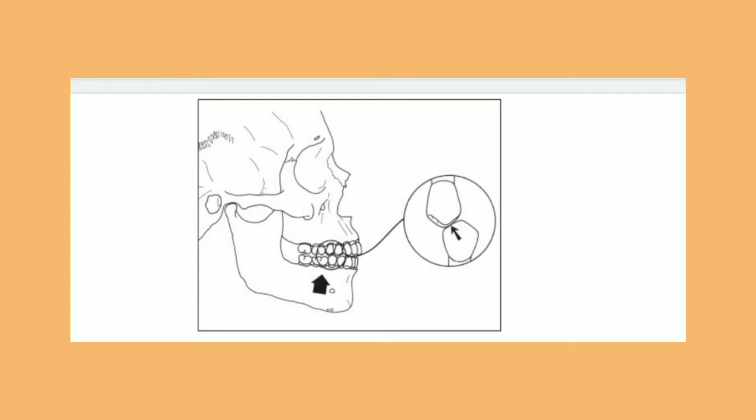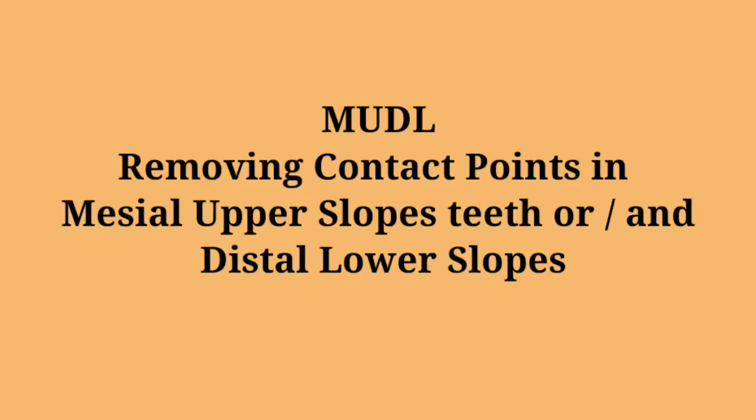In addition, grinding the slopes is summarized by MUDL. That means removing the contacts between the mesial slope of the upper maxillary teeth and the distal slope of the lower mandibular teeth, which should be reduced carefully.